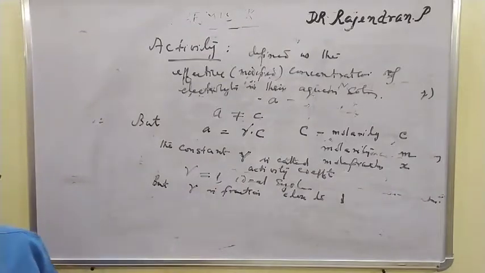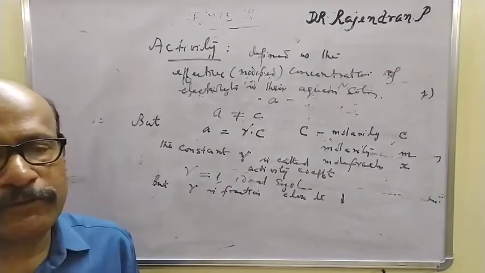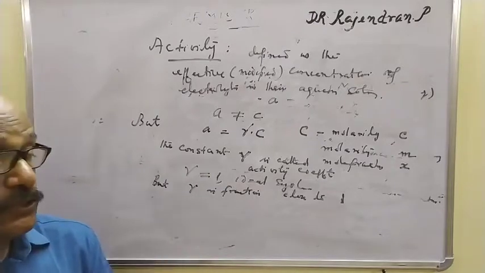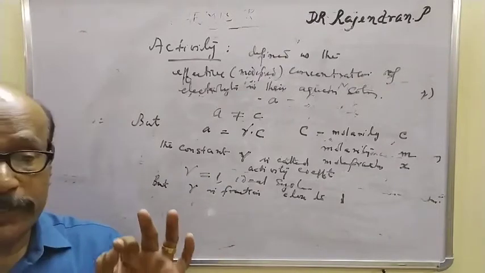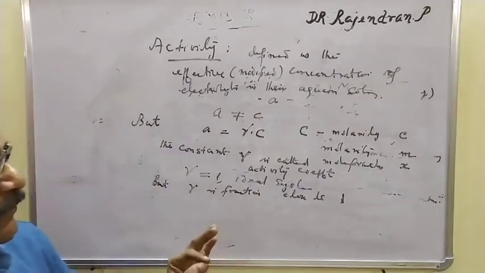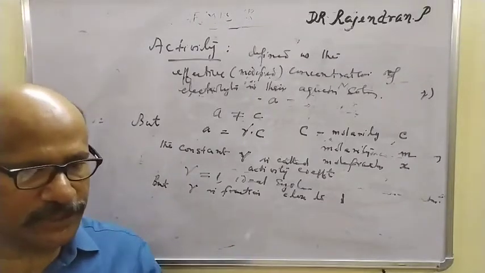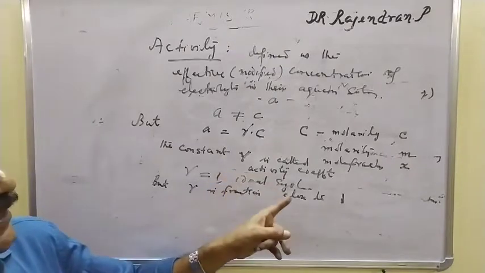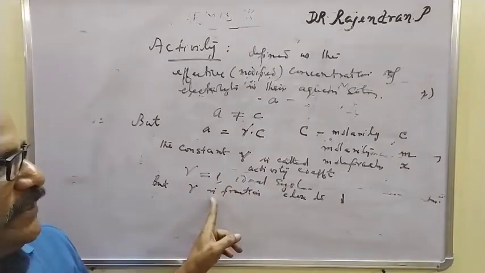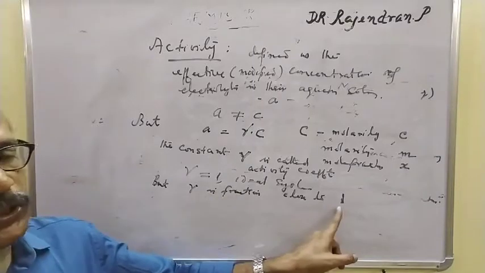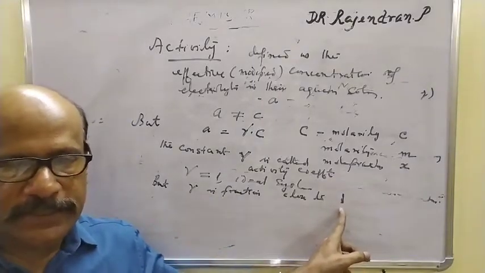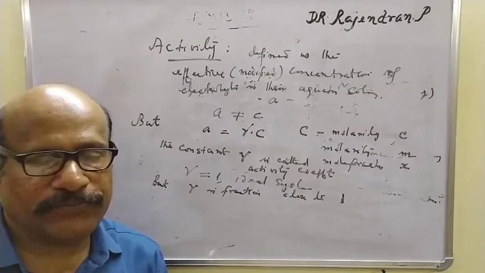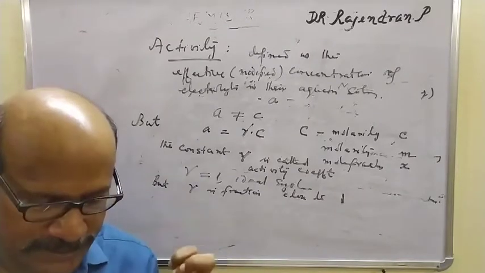So activity coefficient is an empirical quantity that is closer to 1. It is not equal to 1, it is closer to 1. It is equal to 1 only in the case of an ideal solution. Okay, an ideal solution is an extremely dilute solution of an electrolyte. So it is equal to 1 in the case of an ideal solution, but it is an empirical value much closer to 1. It is usually a fraction. It is a measure of the deviation of an electrolyte solution from its ideal behavior.